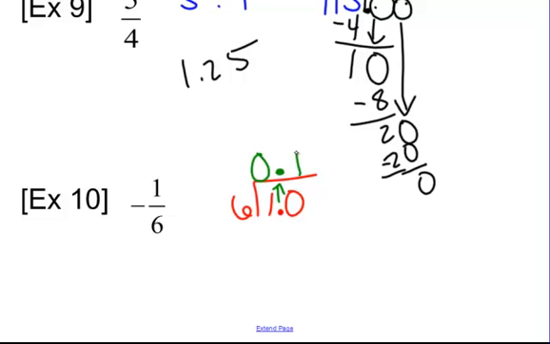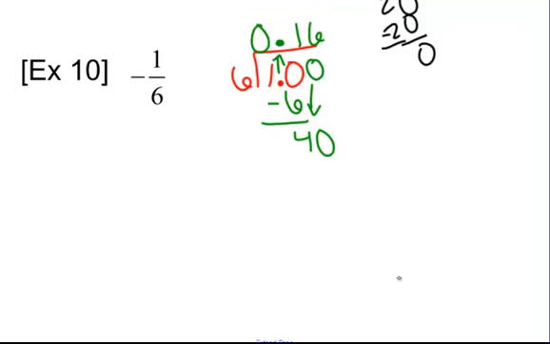6 goes into 10 once. 1 times 6 is 6. 10 minus 6 is 4. 6 doesn't go into 4. Let's bring down another 0. 6 goes into 40 6 times. So 6 times 6 is 36. I get 4 again. Well, let's bring down a 0.